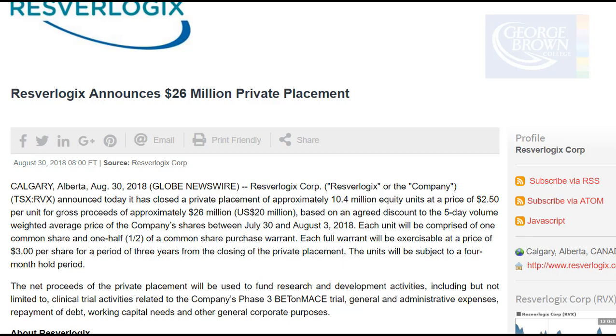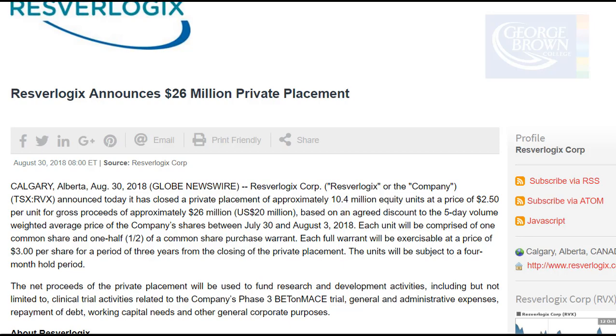And it was based on an agreed discount to the 5-day volume weighted average price of the company's shares between July 30th and August 3rd, 2018. So this is what we said: because it's a private placement and these shares are not going to trade in the secondary market, the price is at a discount to the publicly traded price. And here it's not telling, we could go back and look at the share price.